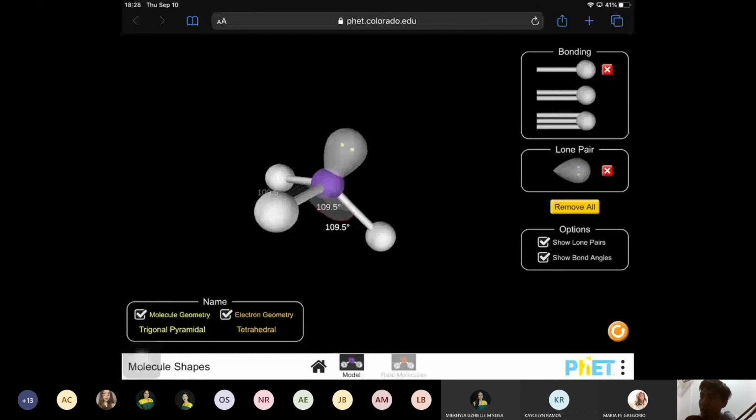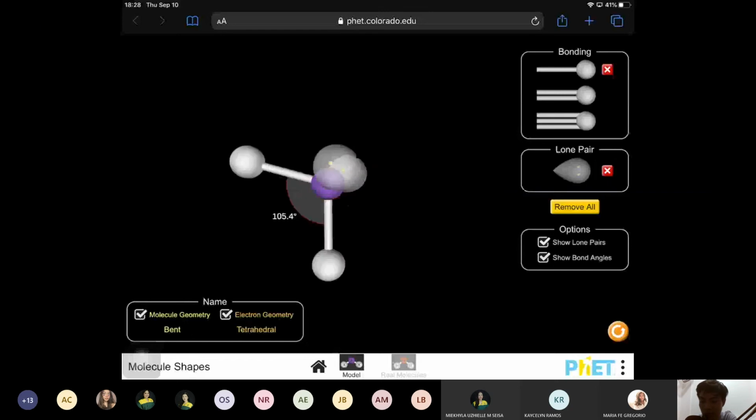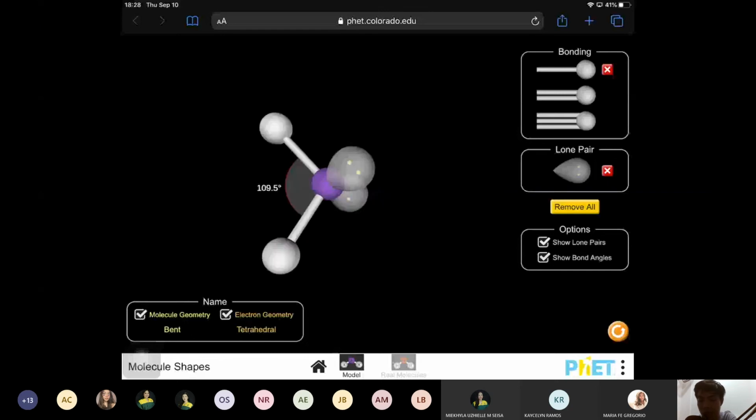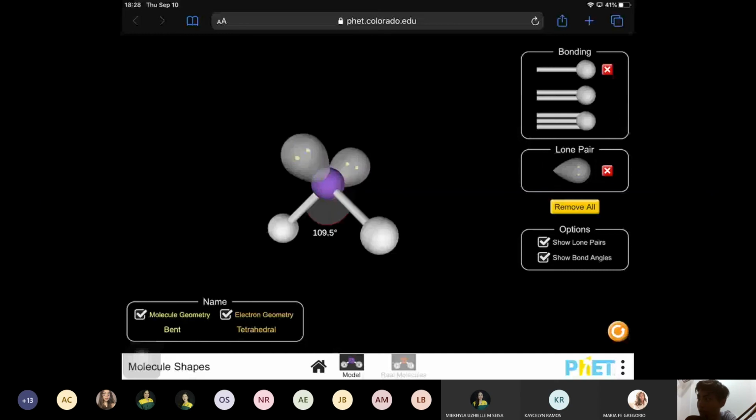Pwede ko rin palitan yung isa pang atom ng isa pang lone pair. Okay. So, kapag dalawa na yung lone pair, hindi na siya AX3E. Ano na siya? AX2E2. Dalawang lone pair, dalawang X, dalawang atoms. So, kapag AX2E2 na siya, ang kanyang geometry ay bent. So, yan yung way ko para makabisado yan. Ulit-ulit yan. So, hanggang dyan lang.